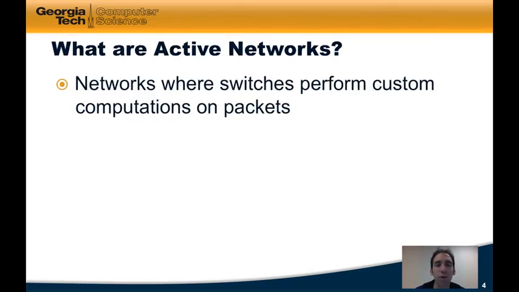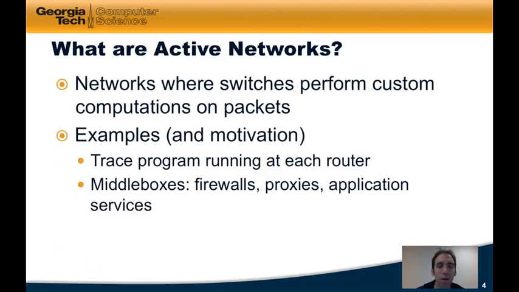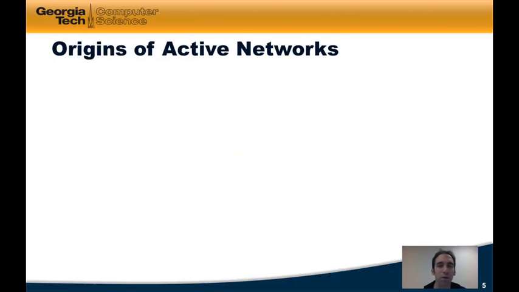So first of all, what are active networks? Simply put, active networks are networks where the switches perform custom computations on packets as the packets travel through those switches. Some examples: you might imagine a router, or every router in the network, performing some kind of tracing or a program on the packets as they travel through the routers. Middle boxes are also an example of active networks. Boxes in the network that perform firewalling functions, proxying, application services, and so forth are all custom computations on traffic that are performed in the network. And we can think of middle boxes as a modern day form of active networks.